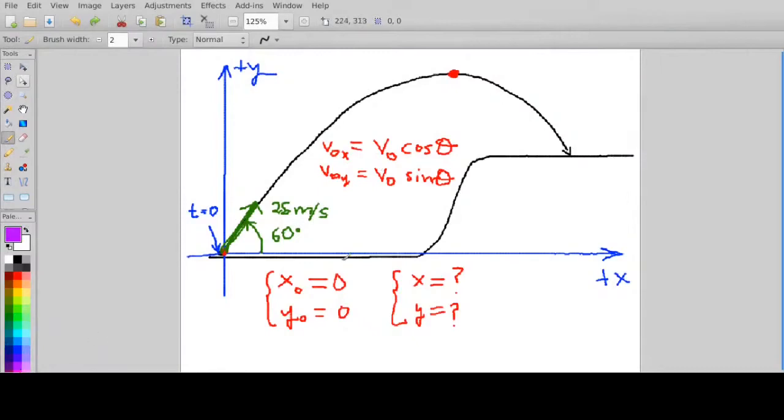I'll do this in purple. The red dot here was for parts A and B. That was for maximum height, so that's where the final is maximum height. But now for parts C, D, and E, the final is right there. It's where the ball hits the top of the hill.